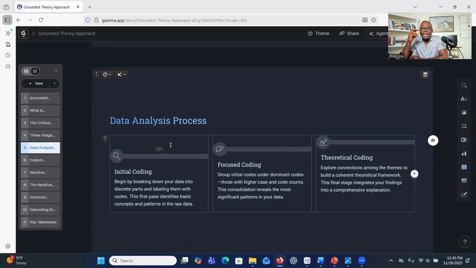There are two main criteria that you use to determine a dominant code. You can determine it first based on numbers.